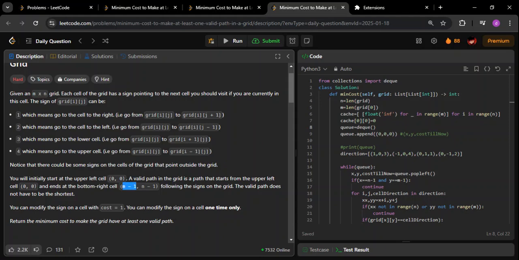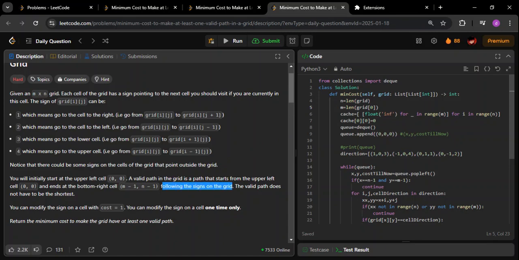So in my solution, I will be calling it n minus 1 comma m minus 1, because I have taken n and m like this. But in this case, it seems they have taken the reverse. That is, for them, m is the number of rows and n is the number of columns. So for them it is like this, but for me, it will be n minus 1 comma m minus 1. As simple as that.